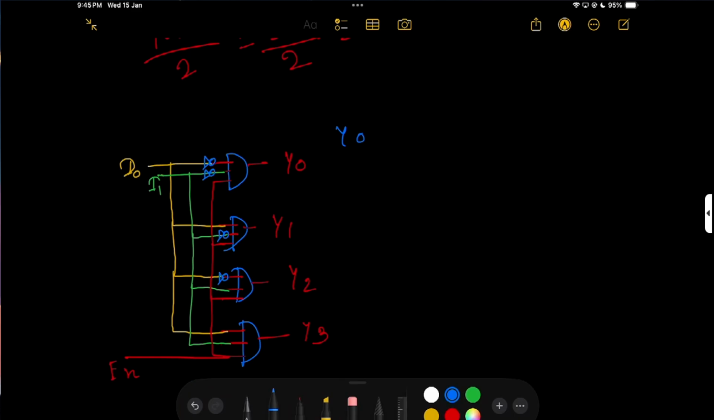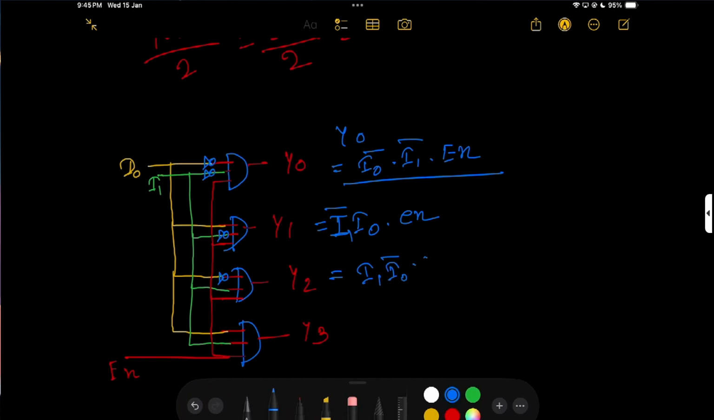So basically Y0 is equal to I0 bar, I1 bar, and the enable signal. For Y1, I0 is the LSB, so it is I0 and I1 bar and enable. For Y2, it is I0 bar, I1 and enable. And for Y3, it is I1, I0 and enable.